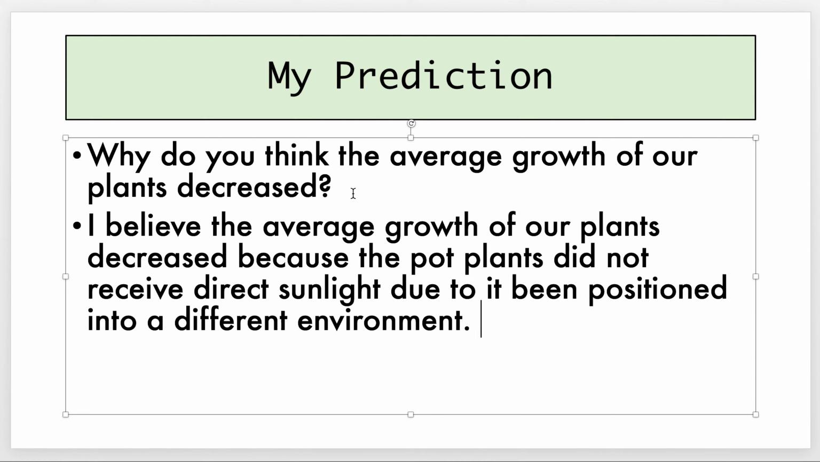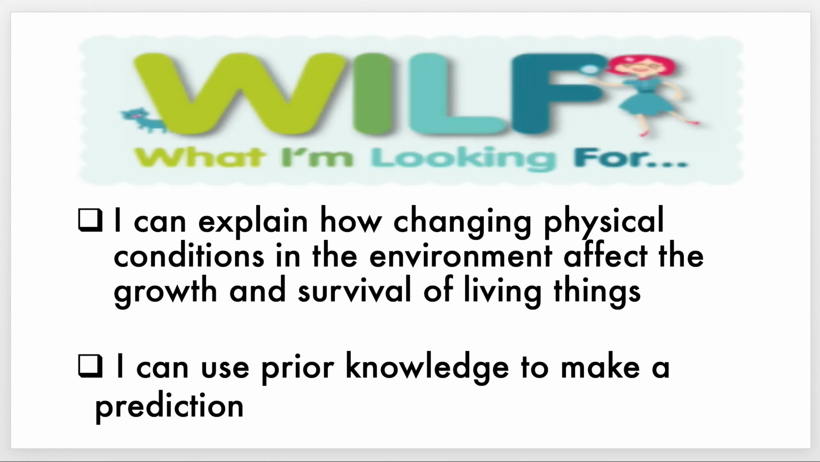Okay, so this is some of the things that happen when we remove things from their natural environment. There is a cause and an effect to that. So we have changed the physical conditions of the plant, and it has affected its growth. Okay, so that's it for today.